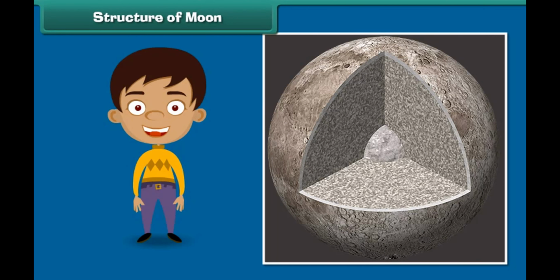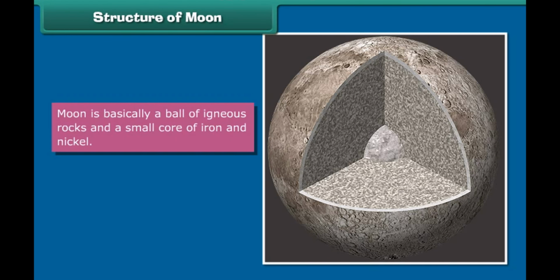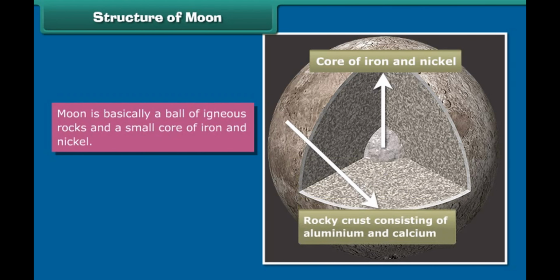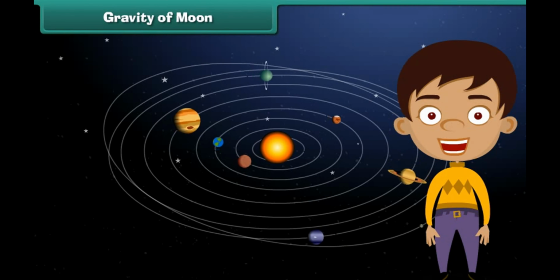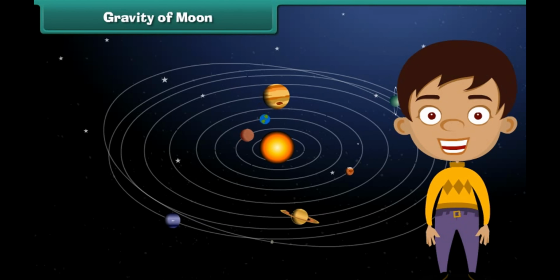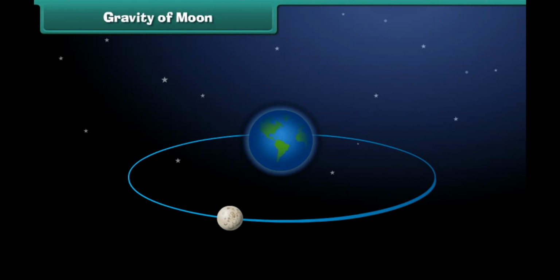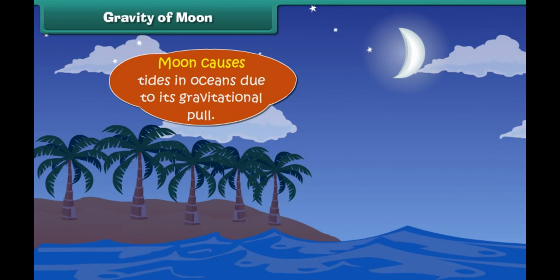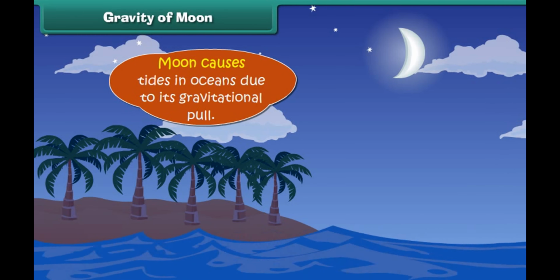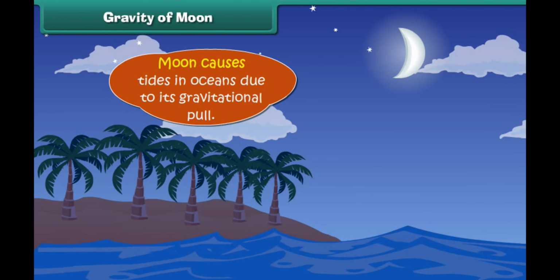Hey, have a look at the interior of the moon. The moon is basically a ball of igneous rocks and a small core of iron and nickel, and there is a rocky crust consisting of aluminium and calcium. You can find big moons in our solar system, but our moon is the biggest compared to the size of Earth, and it is large enough to cause tides in oceans due to its gravitational pull.